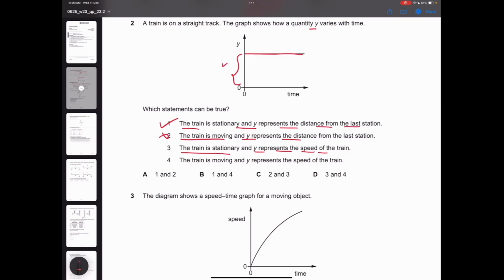The train is stationary and Y represents the speed of the train. Just think about it. Y has some value here, let's say it is 4. And if it is speed, it must be moving. So statement 3 is incorrect. 2 and 3 are incorrect. The train is moving and Y represents the speed of a train. This is correct. Speed is there, and if speed is there, it should be moving. So 1 and 4 are the correct answers.